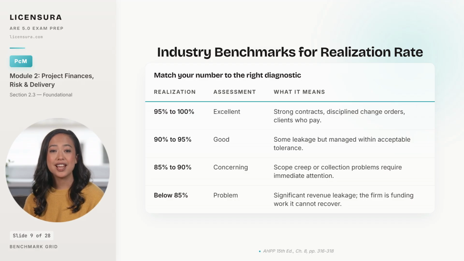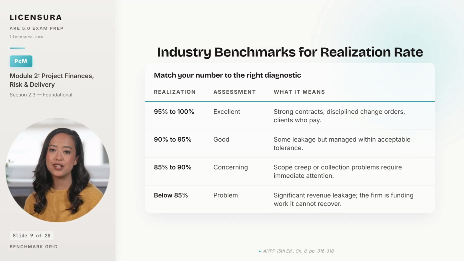The concerning band is 85 to 90%, and at that point, the firm has either a scope creep problem the principals haven't acknowledged or a collection process that isn't being enforced. Either way, it requires direct intervention from leadership rather than a memo to the bookkeeper. Below 85% is a structural problem. The firm is funding work it cannot recover, which means it's effectively running at negative margin on whatever portion of the work is being given away.